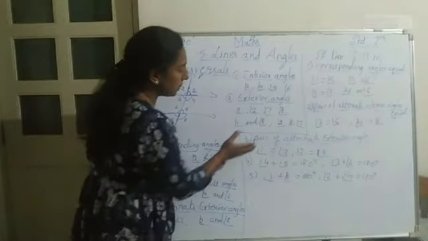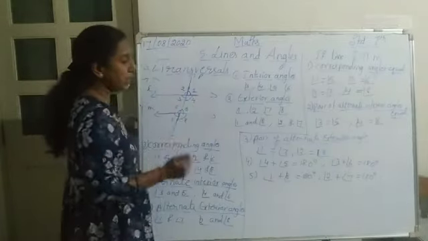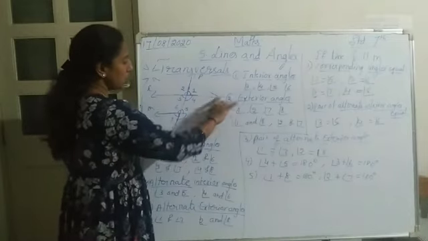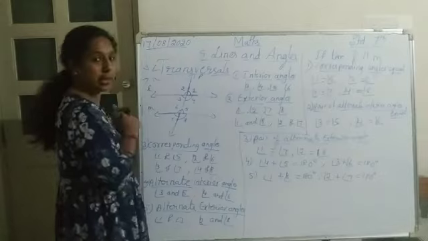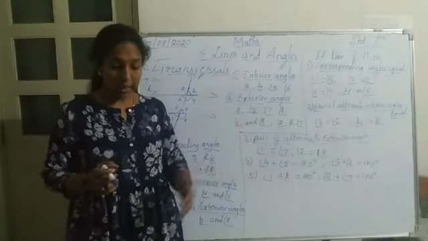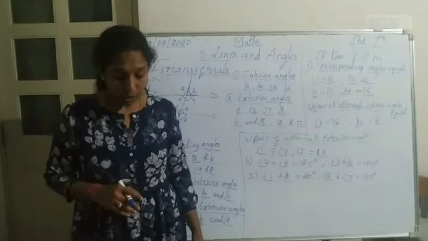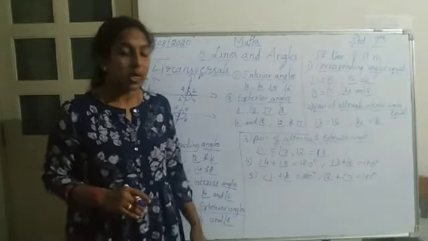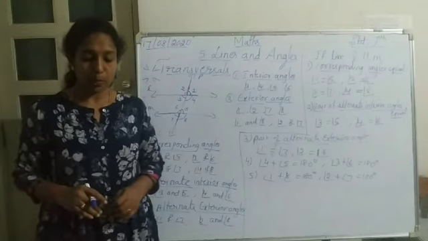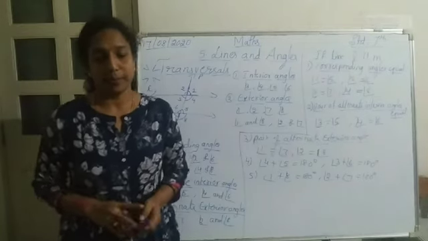And the next one is the pair of interior angles on the same side. This one is equal to 180. These two equal to 180. These two equal to 180 like that. Okay. So you have to remember all these points to solve the next exercise, that is 5.3. If you remember all these points, then it will be easy for you to solve the problems. Okay. Thank you children.